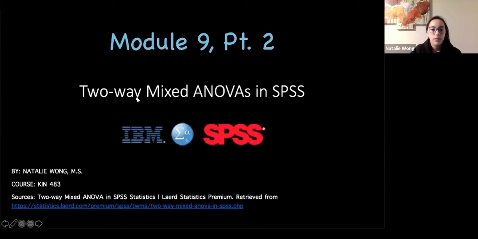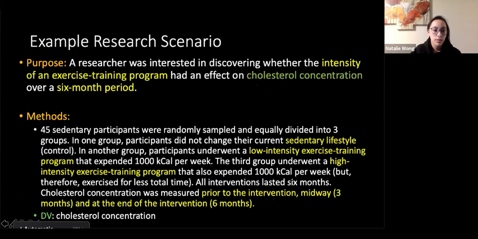Okay, so for our two-way mixed ANOVA example, here is, let me put my laser pointer on again. This is our sample data set. And I actually think the student version of the layered statistic example that I gave you guys also has this. So you'll be able to take a peek at that if you're interested in it.